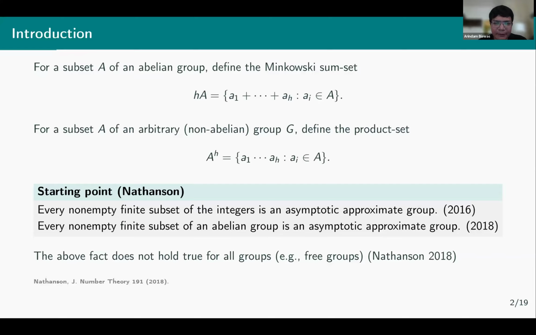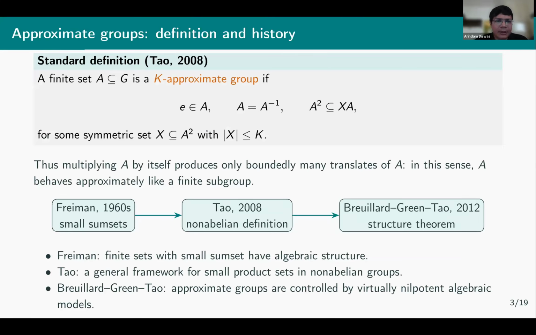So before going into asymptotic approximate groups, let us recall what an approximate group is. The first standard definition of an approximate group was given by Tao around 2008. So a finite set A in a group is a K-approximate group if it contains the identity, is symmetric, and the product of A with itself is contained in X times A for some symmetric set X with the size of X less than or equal to K.